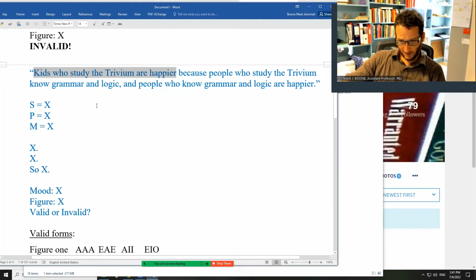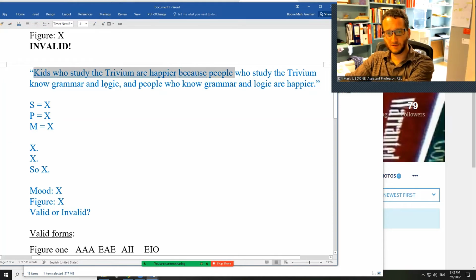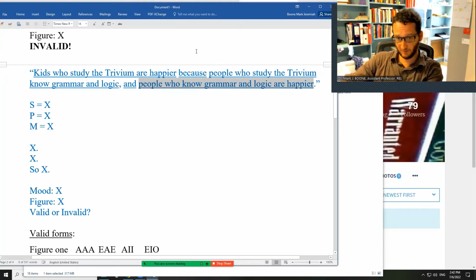All right. So look at the language here. Statement, because, statement, and statement. That means conclusion, because, premise, and premise. So the first thing you should always do is find the conclusion. The conclusion is kids who study the trivium are happier.